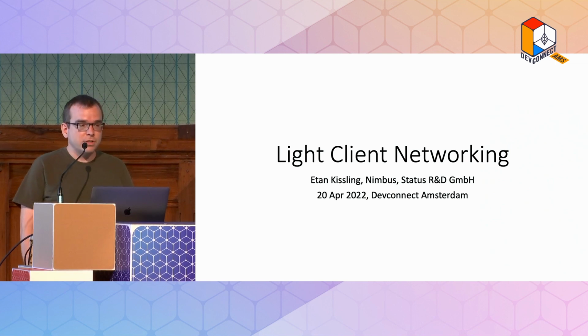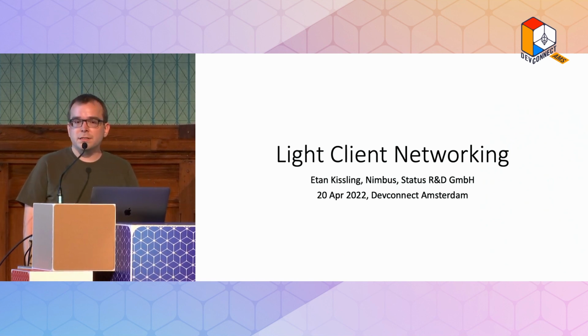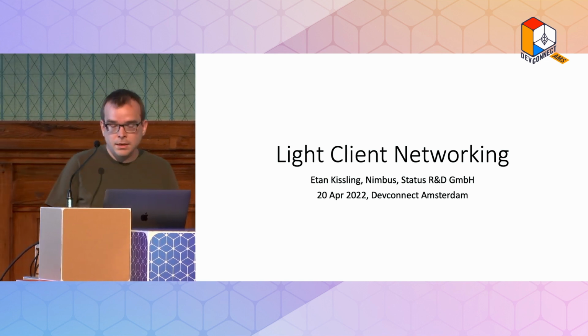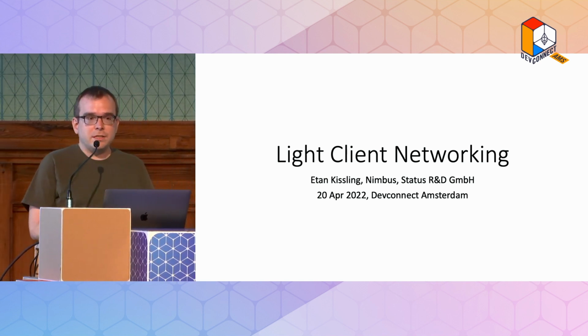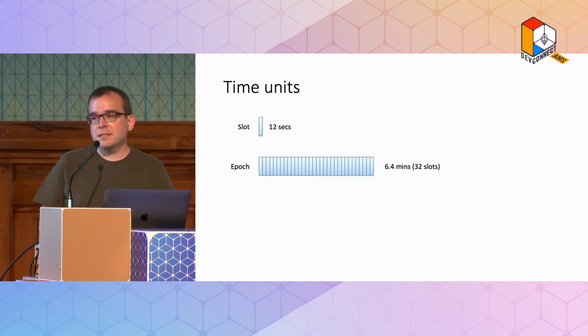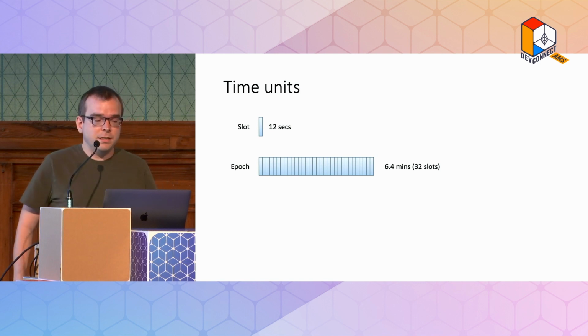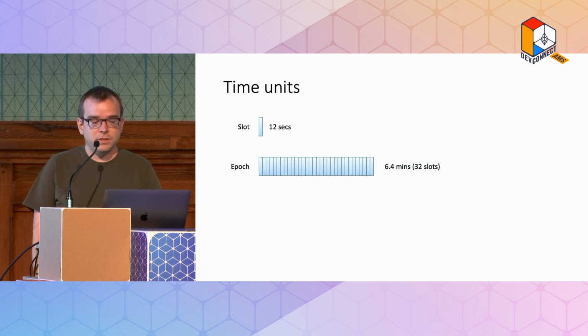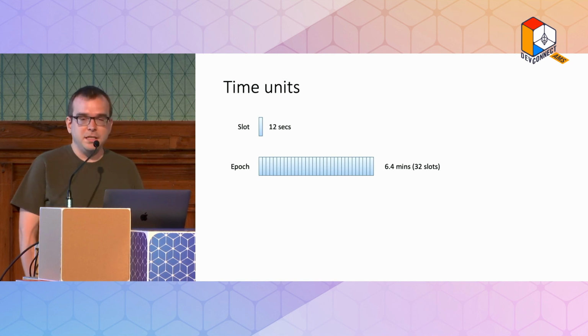So I will talk about how to bring this beacon chain light client data onto the network. Like the previous presentation showed how to access it over this REST API. And just to briefly understand what we are actually trying to put on the network, there are a couple of key concepts we need to understand. Everyone knows the basic time units of the beacon chain. It's this 12-second slot, and the 32-slot combination of them is 6.5 minutes, an epoch.